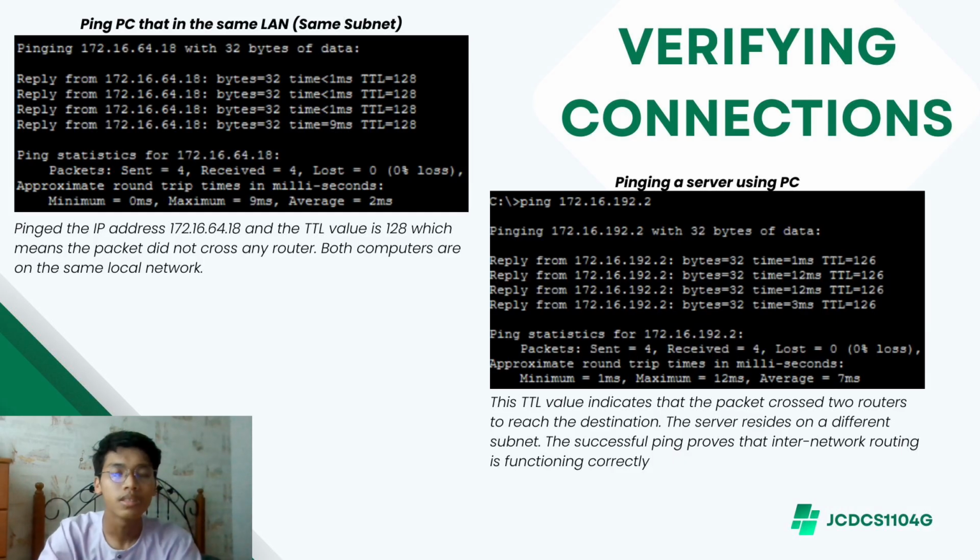The next scenario is that we are pinging a PC that is in the same LAN. So this is from a PC in LAN A to a PC in LAN A also. So here, as we can see, it is successful with the TTL value of 128 with no loss. Up next is pinging a server using a PC. So this is a PC pinging its own server. So this shows that the packet crossed two routers in order to get from the PC to the server.